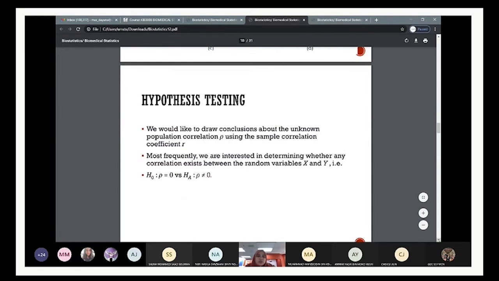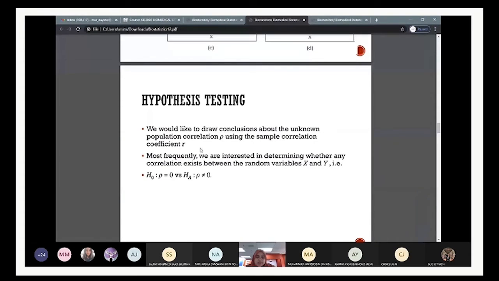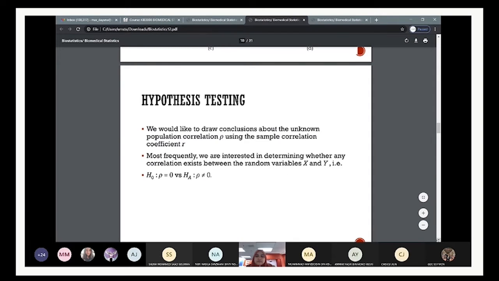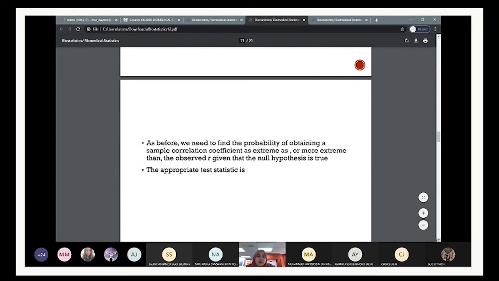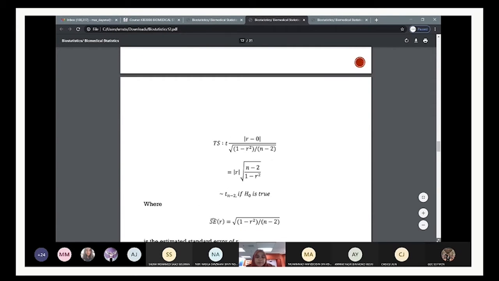Obviously in all of this testing you perform hypothesis testing. We want to see whether the correlation is significant or not significant. What we are interested in is the null hypothesis, that rho, which is the Pearson correlation, is 0, versus the alternative hypothesis that the Pearson correlation is not equal to 0. So we need to find the probability of obtaining the sample correlation coefficient. The appropriate test statistic is, of course, T.